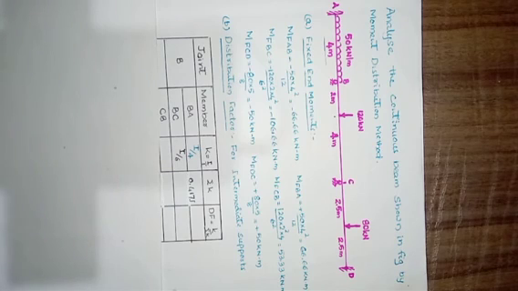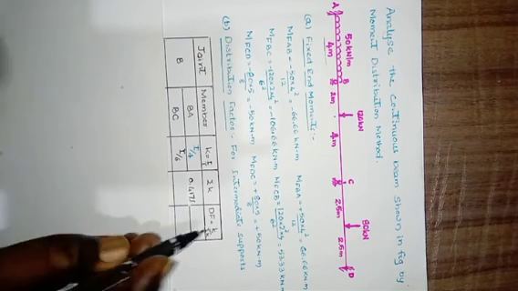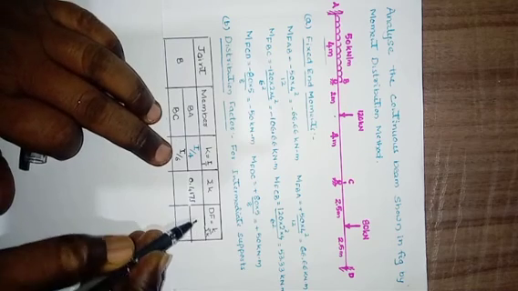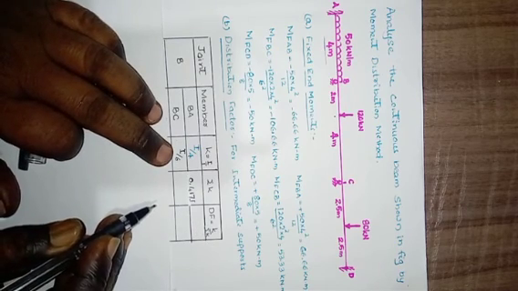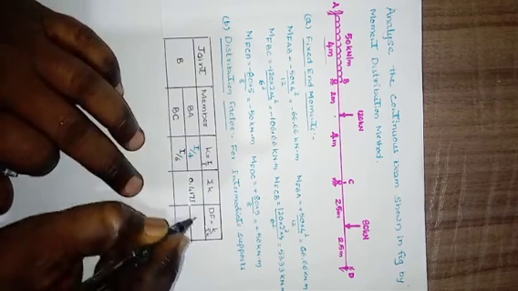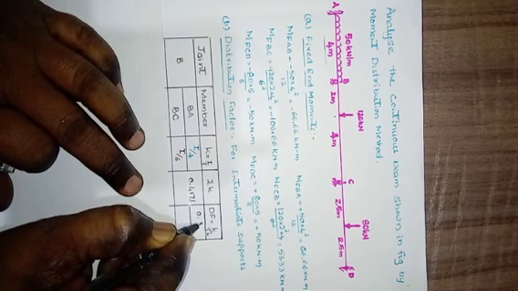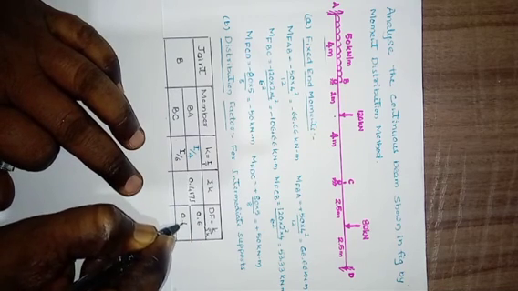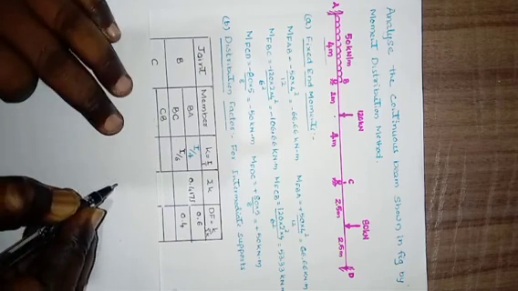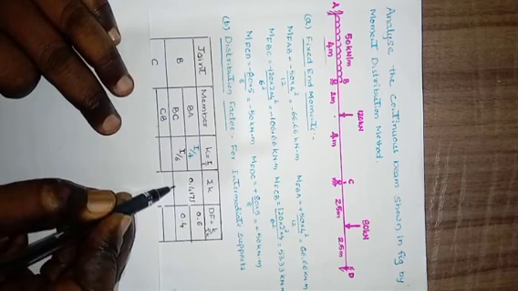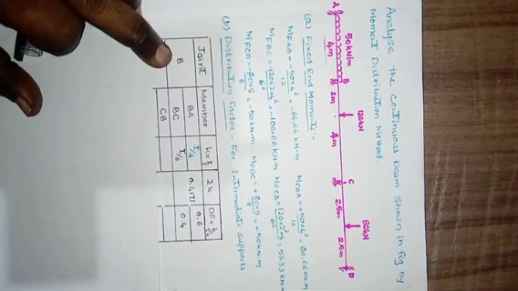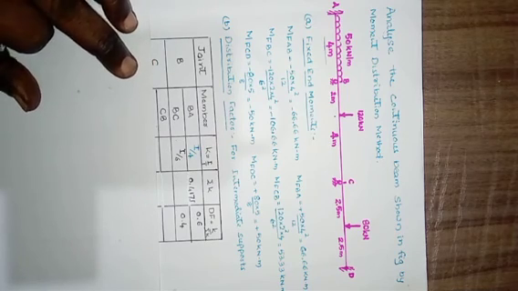Then the distribution factor for member BA. Here you have to calculate the distribution factor for the two members, one is BA and another one is BC, that is KBA divided by summation K. You will get the values 0.6 for this one and 0.4 for this one.